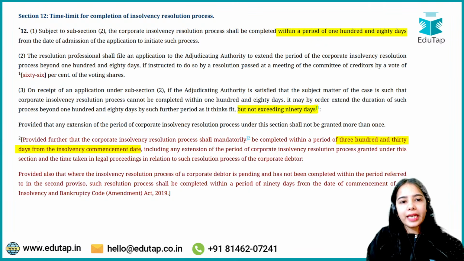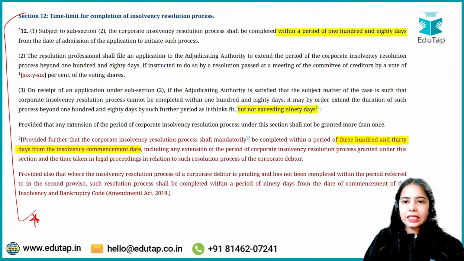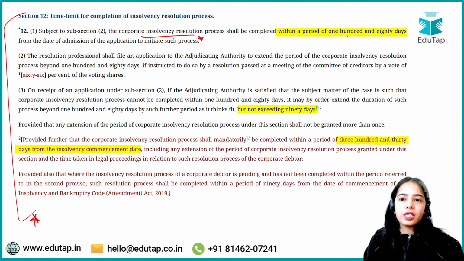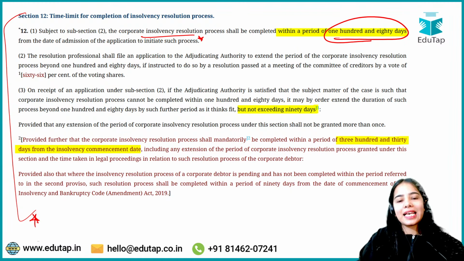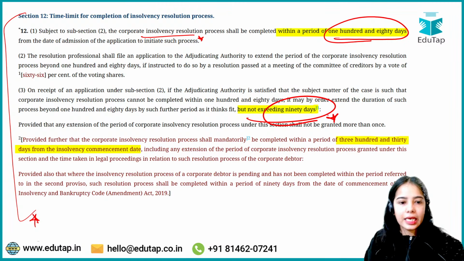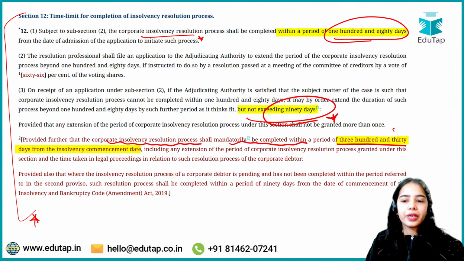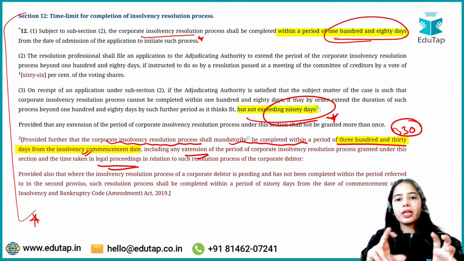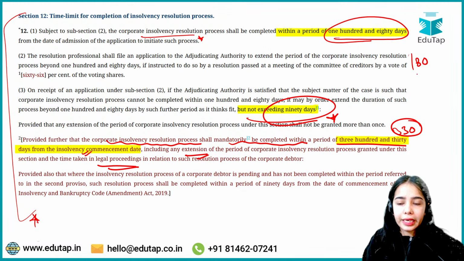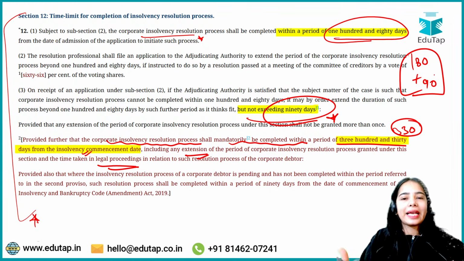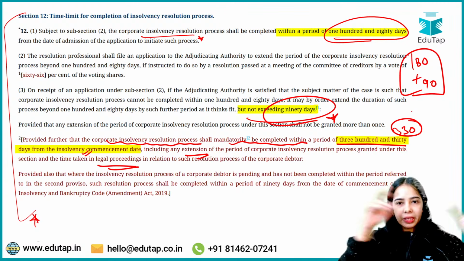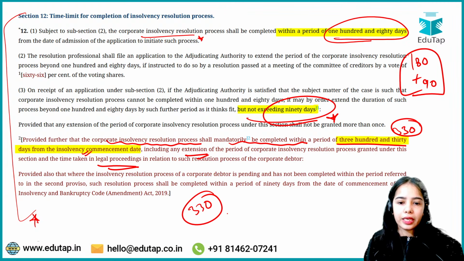Now the last point is the time limit. This is not a change that has happened, but just for your clarity, the corporate insolvency resolution process shall be completed within a period of 180 days. And if there is an extension provided, it should not be more than 90 days. The process shall mandatorily be completed within a period of 330 days from the insolvency commencement date, including any extension of the period as well as the legal proceedings. So basically, it must be completed within 180 days, extendable by 90 days. And if there are any legal proceedings also, the complete process should finish by 330 days. That is the idea. Okay.